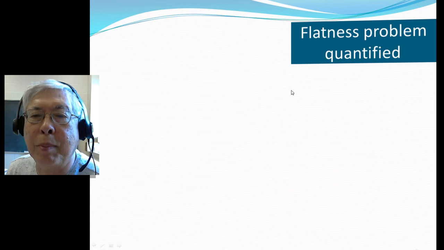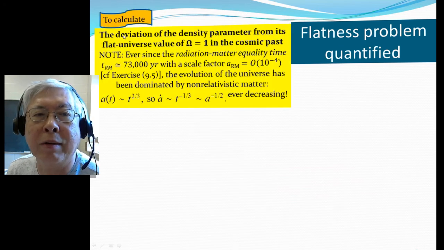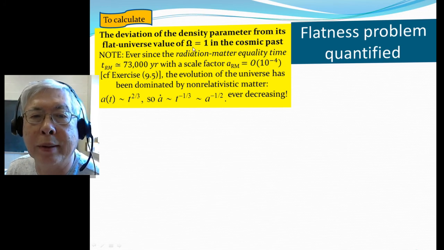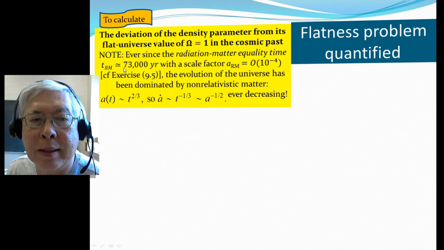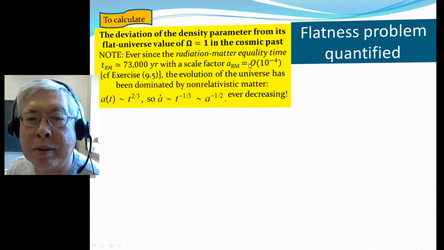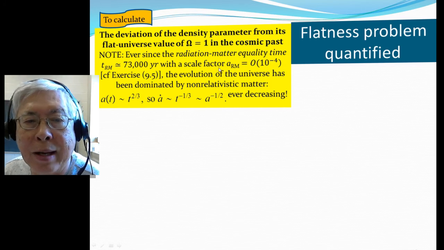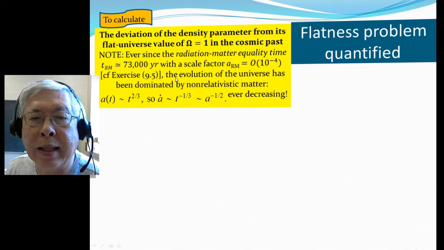So maybe we'll make it a little more quantitative. We'll calculate the deviation of the density parameter from its flat universe value 1. Okay. Now, ever since the radiation-matter equality time, which is at 73,000 years after the Big Bang, when the scale factor was about 1 over 10,000, the evolution of the universe has been dominated by non-relativistic matter.